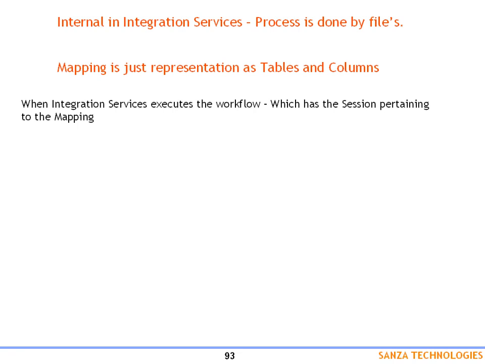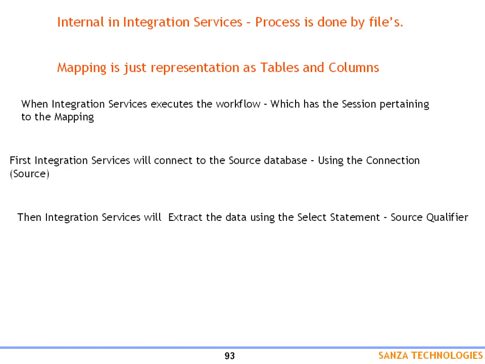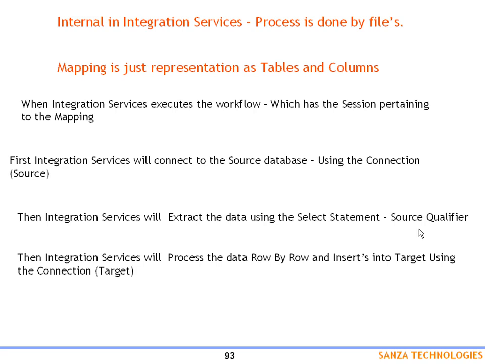When you execute it, what will it do? The integration service will go to the source database, use the connection which you have assigned, connect to the source, then extract the data. As per the mapping which we have done, it will extract the data using a select statement, that is the source qualifier, which has a default select statement. We can modify that select statement also. Then the integration service will process the data row by row and insert into the target using the connection.